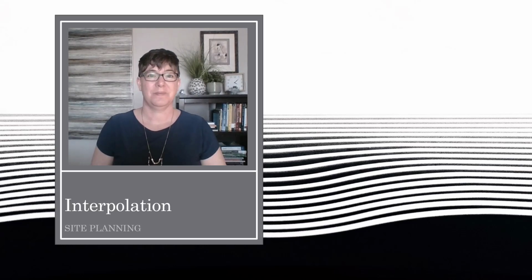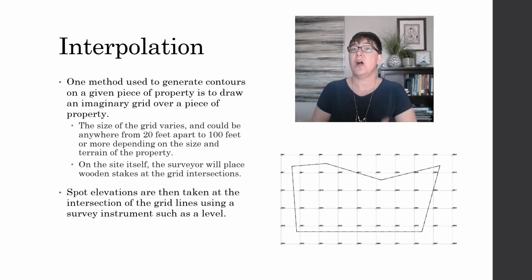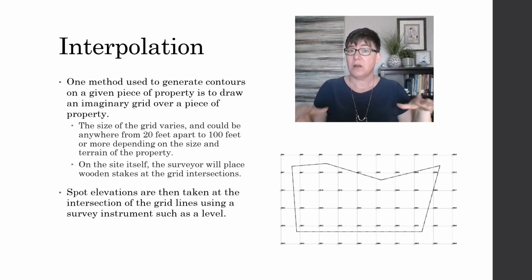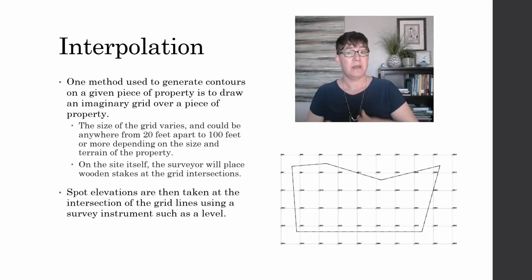Interpolation. One method to generate contours and a topographical map for a particular property is to draw an imaginary grid over the property, right? And then spot elevations are taken at every point on that grid by the surveyor.